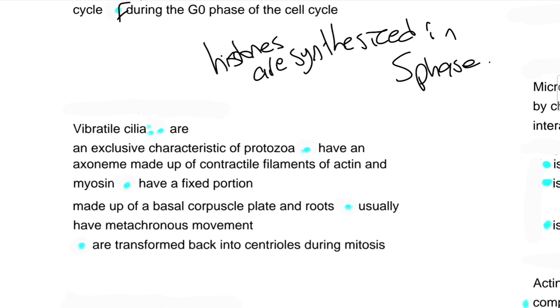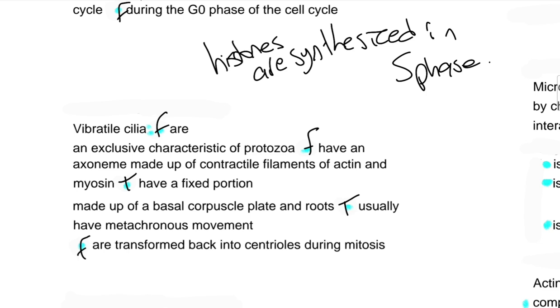Vibratile cilia are an exclusive characteristic of protozoa. This is wrong. Have an exoneme made up of contractile filaments of actin and myosin. This is wrong. Have a fixed portion made up of a basal corpuscle, plate and roots. This is true. Usually have metachronous movement. This is so true. They are transformed back into centrioles during mitosis. No.